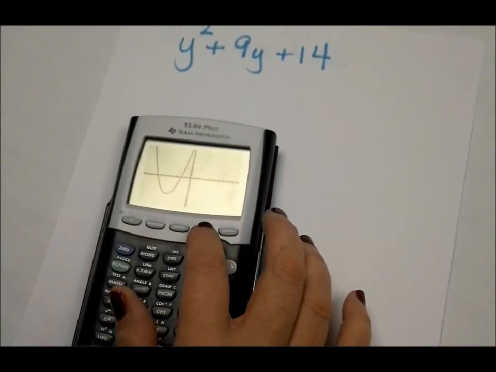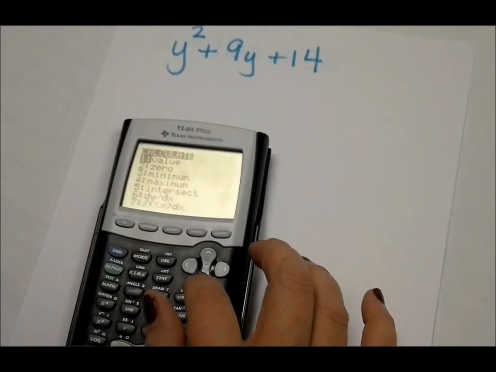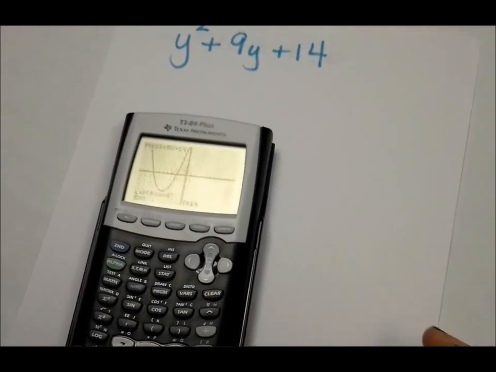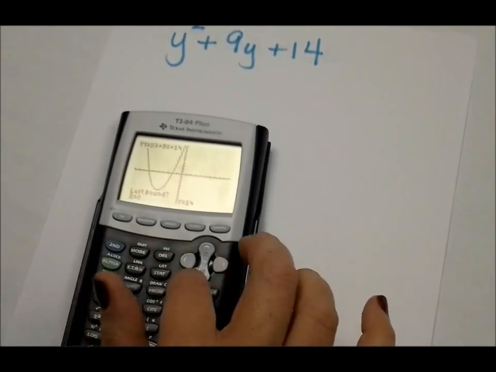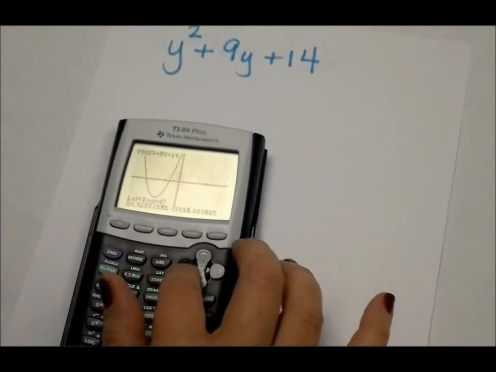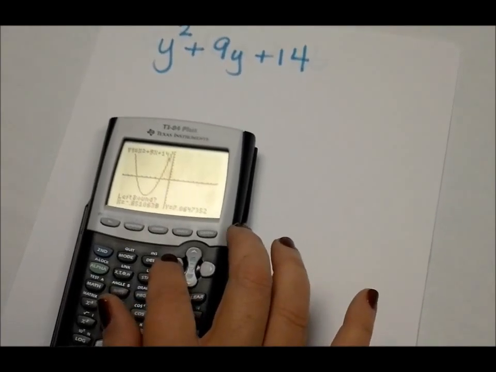I'm going to use the calc key. It is blue, so I'm going to do second calc, and look at that. Zeros are there, which is what I'm looking for. So I'm going to press enter on zeros. I need to tell it where to look for them. And I don't see my left or right key. Keep moving to the left. Okay. Oh, there's my little thing.